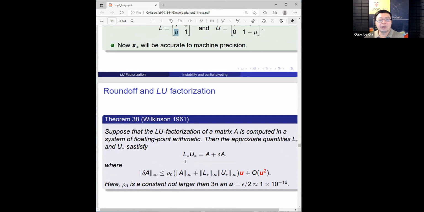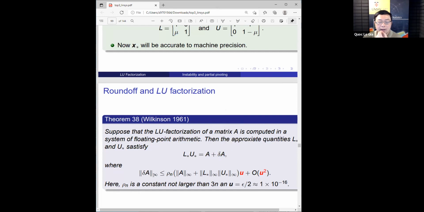In this theorem from 1961, suppose you have a matrix L and a matrix U. But when you store them in floating point arithmetic, you don't have exact L and exact U, but L star and U star. Then L star multiplied by U star is a perturbation of the matrix A. So you don't have the original A anymore, but A plus some errors.